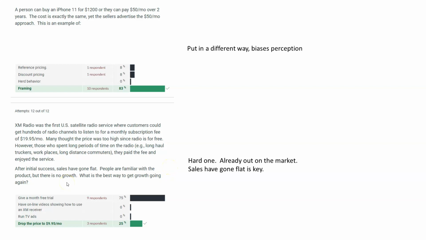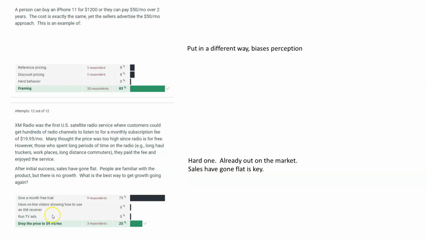Now, how do I solve this one? First of all, let's look at the answers. Drop the price to $9.95 per month. That is one of the techniques of crossing the chasm. Make it cheaper. That's why I'm sitting out waiting for the electric car, because I'm waiting for the bugs to get out of it. And I'm waiting for the price to come down. I would love to own an electric car, but not for what they're trying to sell it for.